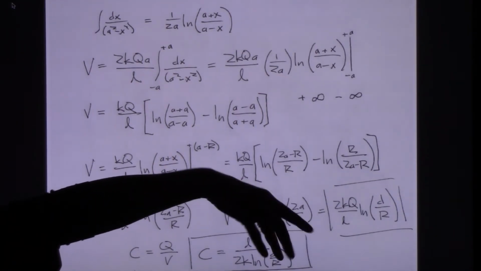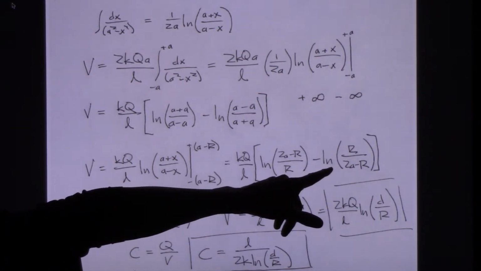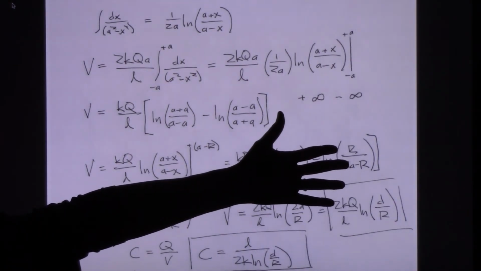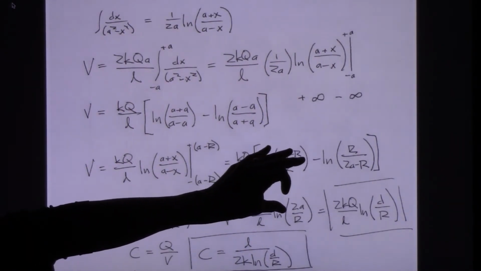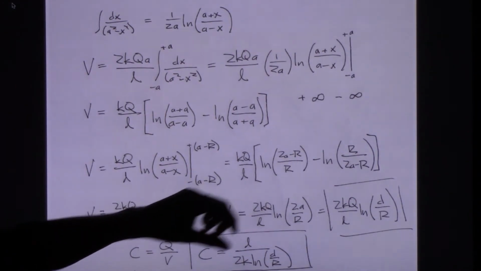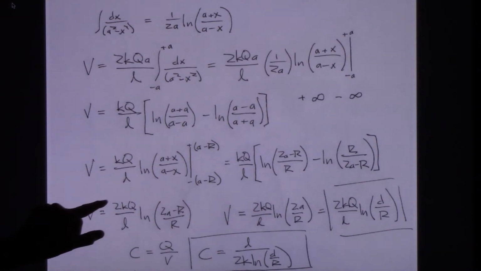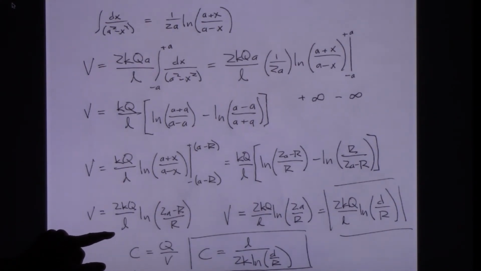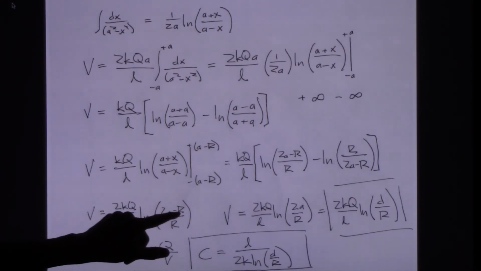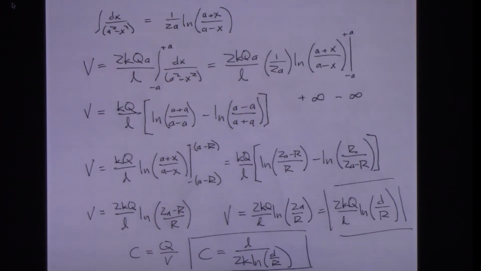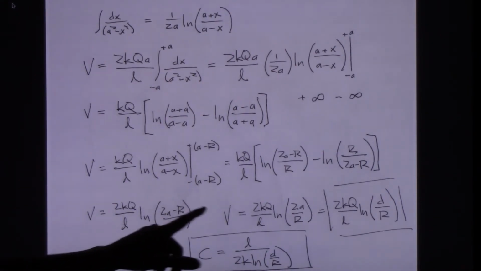But minus the ln, I could add the ln of, so I'm going to flip that over to get rid of the minus sign, and then multiply those together. That's the same thing as getting 2 of those. And so 2kq over L, natural log 2a minus r over r. And that's it. That's the voltage.